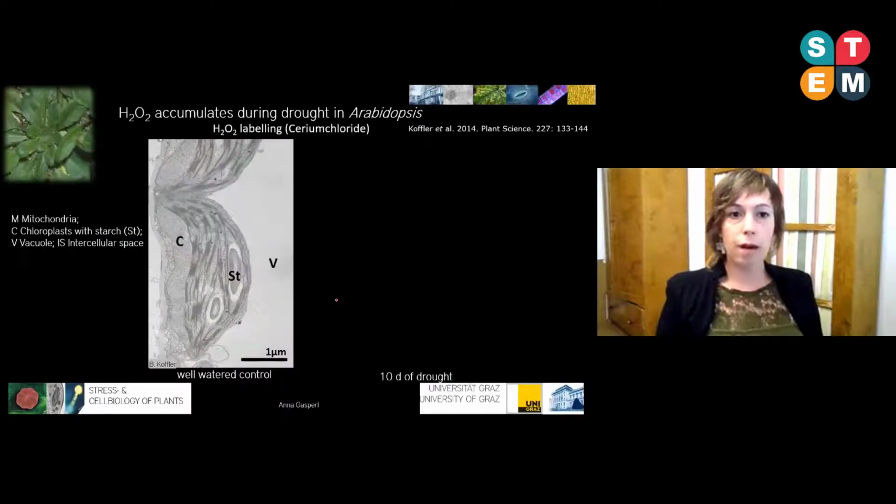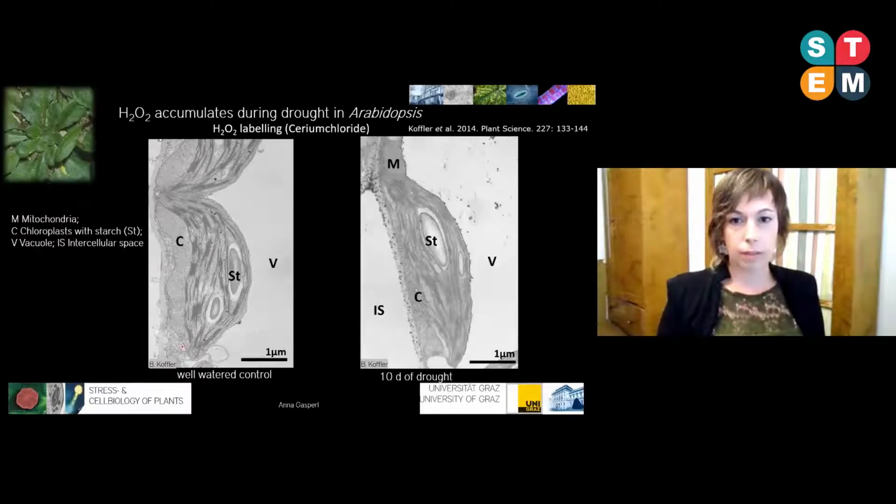As I told you, hydrogen peroxide accumulates during drought stress, and we have shown that in Arabidopsis by cerium chloride labeling. This is the control section. There is no labeling visible, so there is no stress. However, if the plants are not watered for 10 days, you see small dark areas forming along the cytosol and also in the vacuole, especially along the tonoplast membrane, that is the membrane that surrounds the vacuole. So this is a way to measure oxidative stress at the microscopic level in a transmission electron microscope.